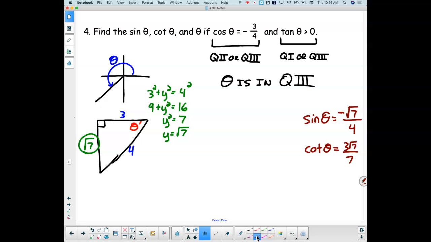Wait, what? Yeah, that's right, I agree with that. If you look at the triangle, the tangent of theta prime is going to be 3 over the square root of 7, right? Multiply both top and bottom by the square root of 7, we get 3 square roots of 7 over 7. Quadrant 3, tangent is positive or negative? Positive, which means cotangent is positive also there. So we get that.